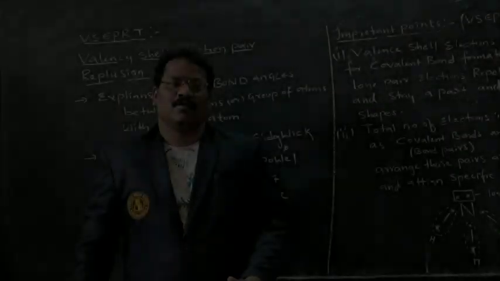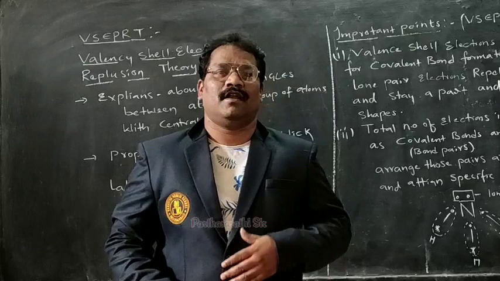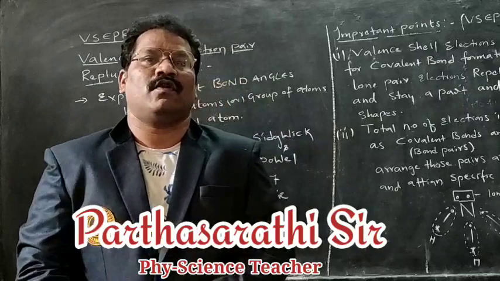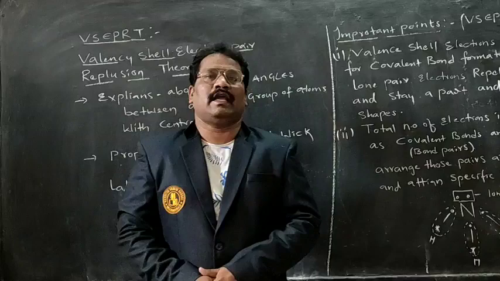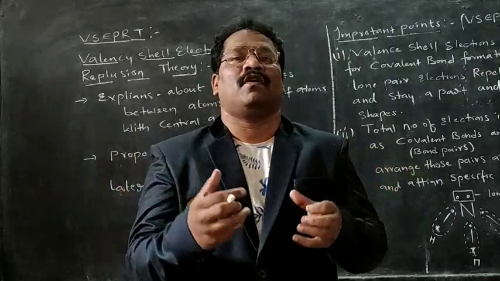Good morning, children. In the previous class, we completed covalent bond formation and how many types of covalent bonds exist. What is a covalent bond? Let me recapitulate the concept. Sharing of electrons between two atoms or group of atoms of elements is called a covalent bond.